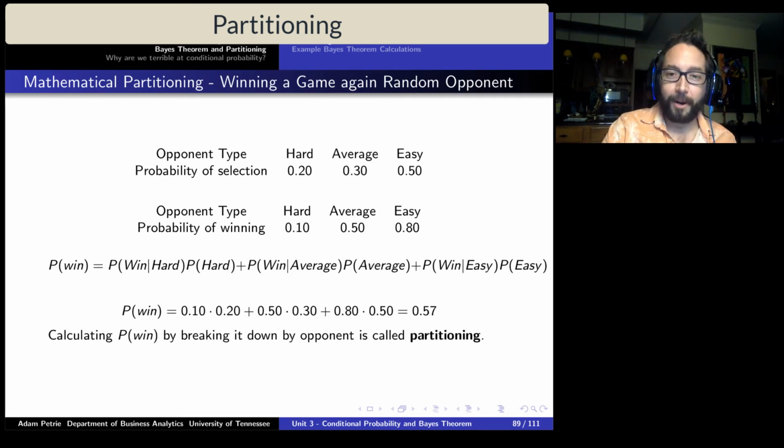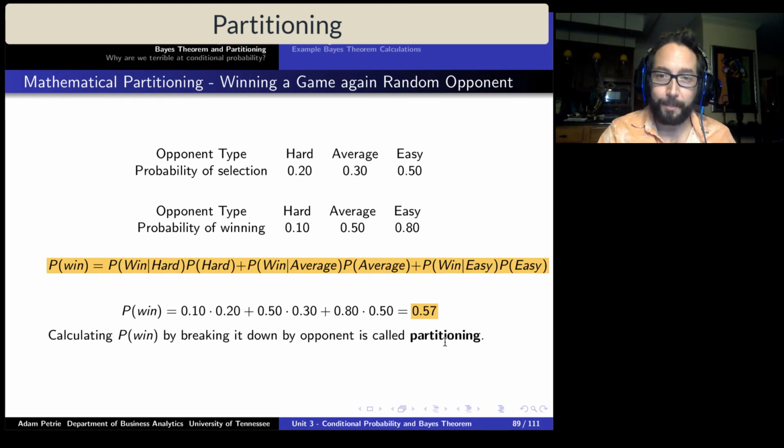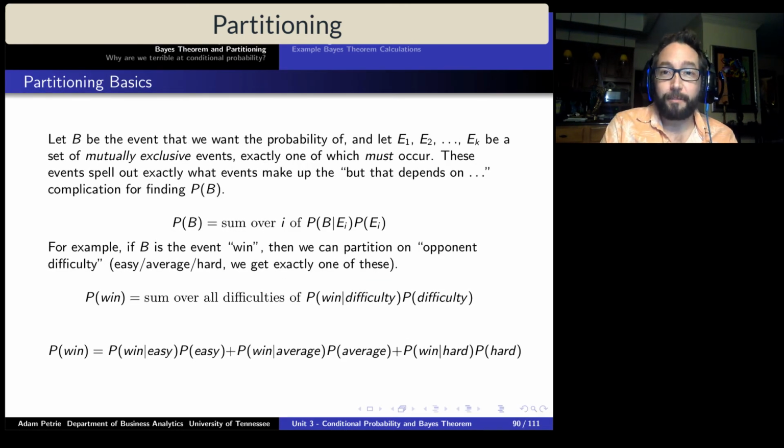So, summary of that problem: here are the probabilities of the different opponent types. Here are the probabilities of winning against those opponents. Mathematically, this is what we've come across for how we calculate the overall probability of winning, which we reasoned through to be 50%. We can get it the math way, we can get it just through logic and reason here. And this process where we piece together those different smaller probabilities to get what we wanted, that is what's called partitioning. And so this is the partitioning trick.